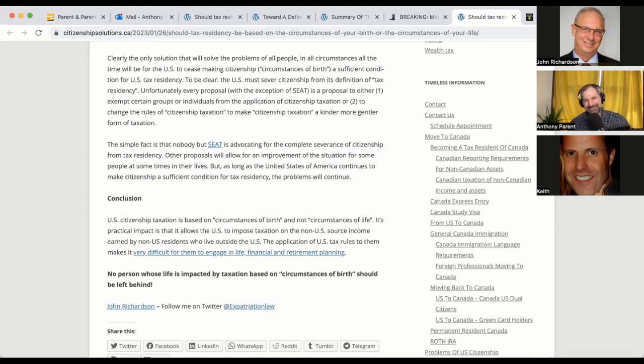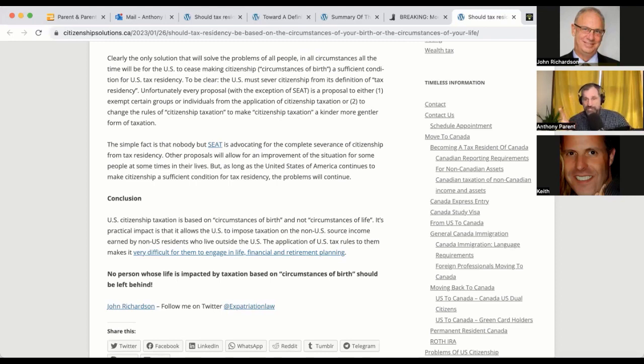So I think that, overwhelmingly, people in groups are concerned with the symptoms, the effects of this circumstances-of-birth taxation, rather than going at the root cause. My view on this is that I think that is harmful. I think it's absolutely wrong. I think it divides and conquers Americans abroad, and I think we can use that as perhaps a separate video.